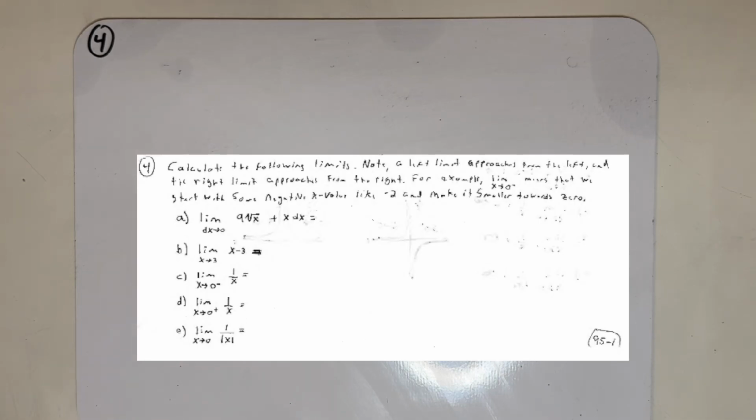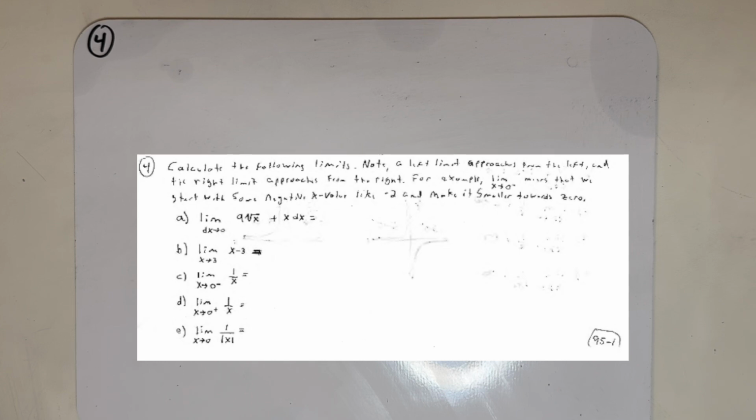Okay, problem number 4. Calculate the following limits. Note a left limit approaches from the left and the right limit approaches from the right. For example, the limit as x approaches 0 from the left, denoted with a 0 minus sign, means that we start with some negative x value like -2 and make it smaller, or actually bigger, towards 0. So like -2, then -1. So we get closer to 0 coming from the left.